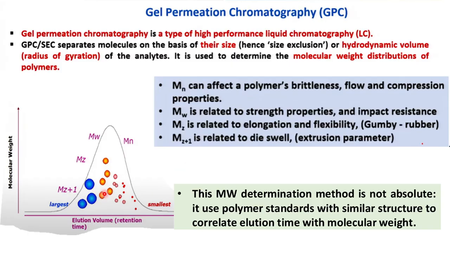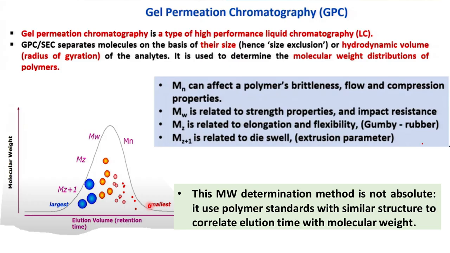So this is the GPC data of a sample. You can get both Mn, that is the number average molecular weight, and Mw, the weight average molecular weight, as well as the distribution, which is Mw bar by Mn bar. This is the smallest size sample, and this is the largest one, and elution volume is plotted on the x-axis.